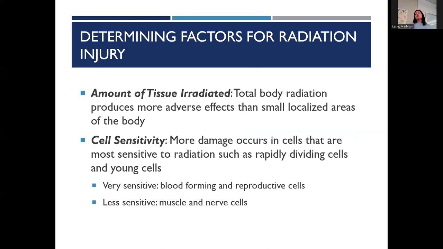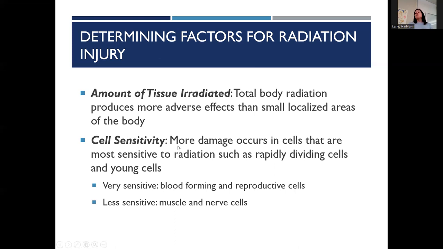Some more factors to consider: the amount of the tissue irradiated. Total body radiation produces more adverse effects than smaller localized areas. Obviously, we're a very small localized area. We're just zoning in on one small area, especially if you have a longer BID. If you're collimated to a rectangle, you are coming in at a very focused area. If you have a short BID and it's round, there's going to be a little bit more diffusion, and so you're going to cover a bigger area, but it's still overall better than scanning the whole body or half the body.